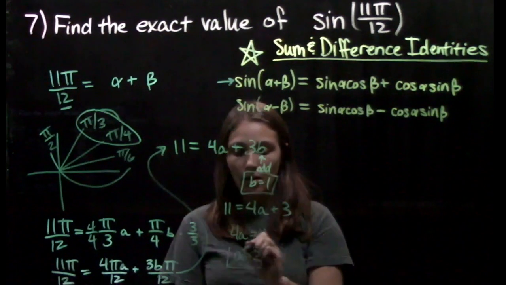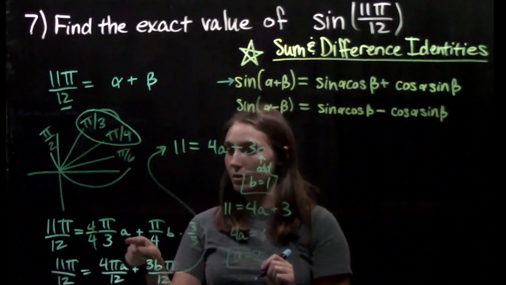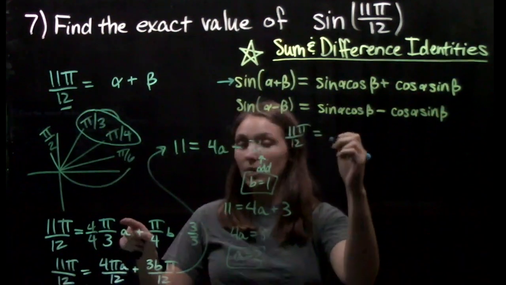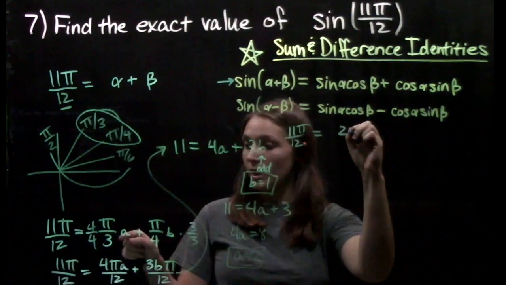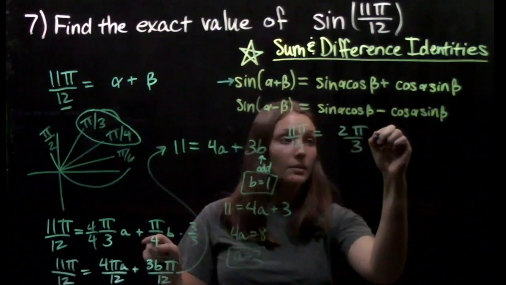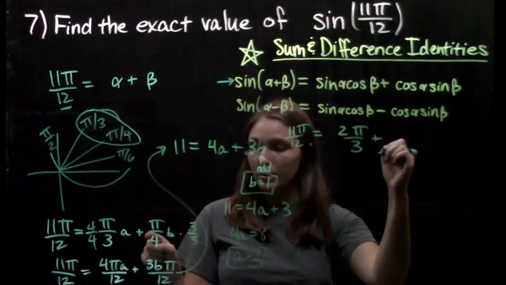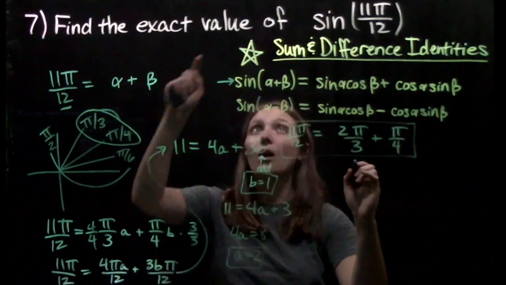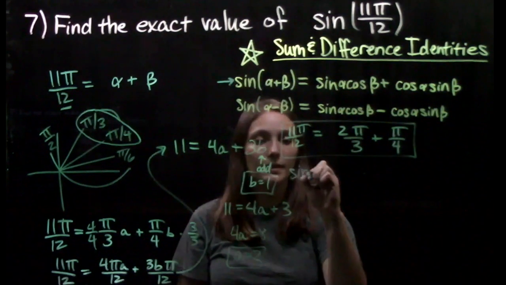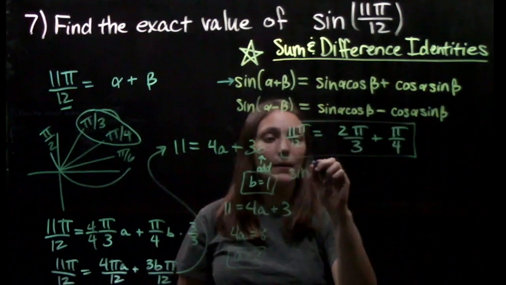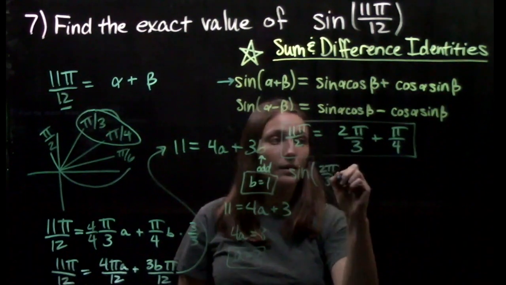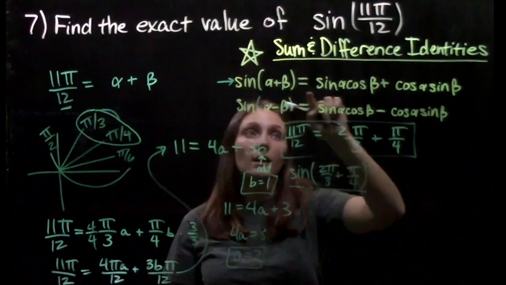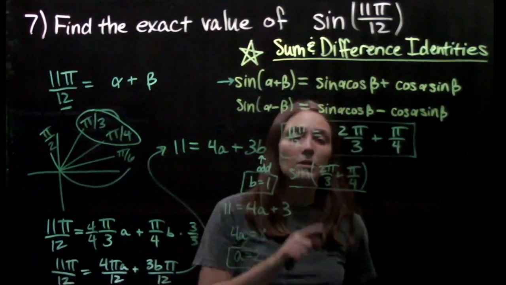So we can plug in our b equals 1 and our a equals 2, and we'll get 11 pi over 12 equals 2 times pi over 3 plus 1 times pi over 4. So this is now what we're going to substitute into our sine. So now we'll have that the sine of 11 pi over 12 is equal to the sine of 2 pi over 3 plus pi over 4. And now we have the format that we need to use our sum identity for sine. So now all we have to do is plug in the numbers.